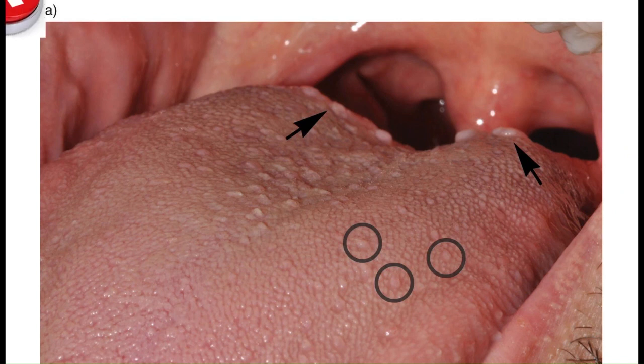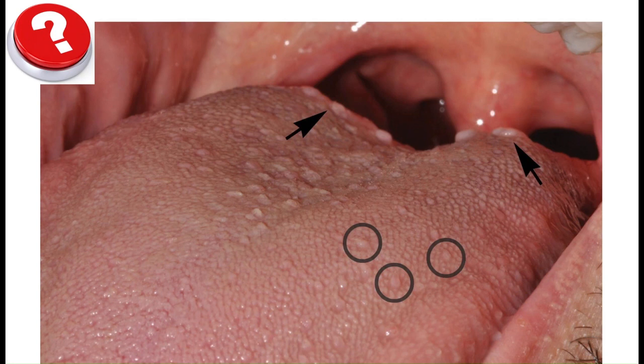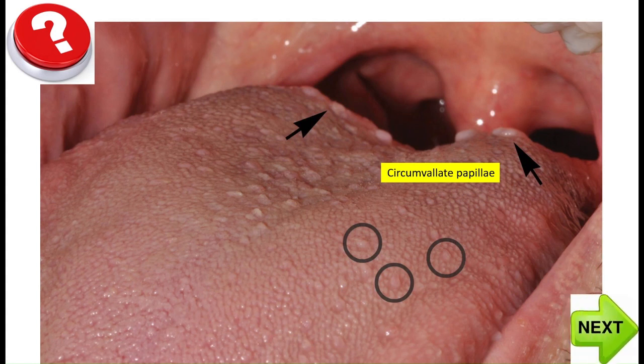This is a closer view of the tongue, especially the posterior part of the anterior 2/3 of the tongue, and the circumvallate papillae are quite clear here, and they are at the border of the two parts of the tongue. The black circles are showing other forms of taste buds, the fungiform type of taste buds.